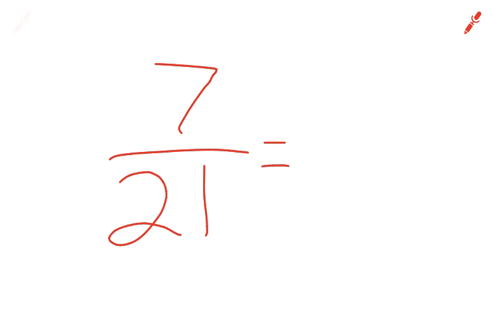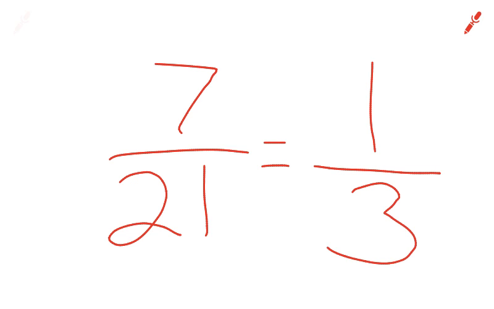Next one, we have 7 over 21. And our GCF, the greatest common factor, the greatest number that goes into both 7 and 21, is going to be 7. How many times does 7 go into 7? Once, 1 time. And how many times does 7 go into 21? 3. So we get 1 over 3.